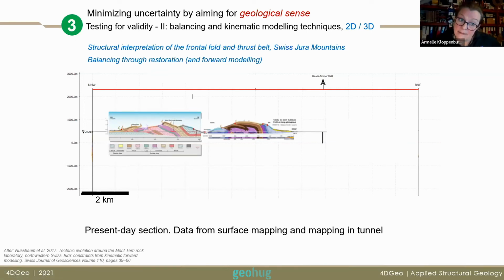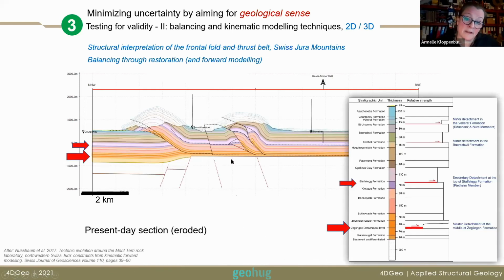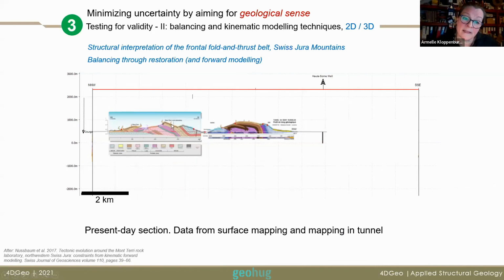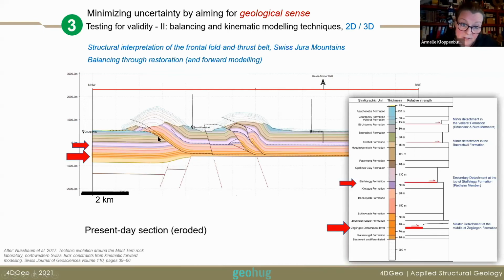The aim of this exercise was to predict structures with depth, and that has to do with the geomechanical laboratory, the Monterey laboratory that sits here along that tunnel. So data from the surface and the tunnel have been used, and the systematics have been used to predict structures with depth.